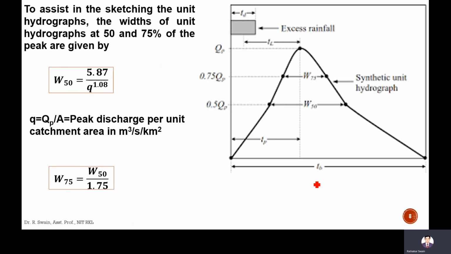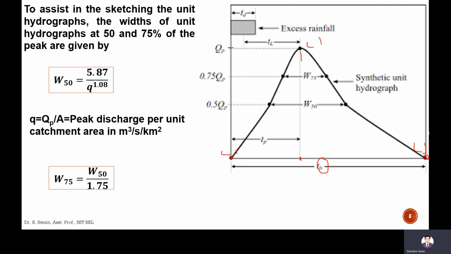Now once we determine these parameters, base time, time to peak, and peak discharge, we get three coordinates. Since TP we know, this coordinate is known, this coordinate is known, and this coordinate is also known. Time to peak, when it is happening, this point we know, and then this point QP, the same notation. So this ordinate is known. So three ordinates are known, and simply a triangle can be drawn.